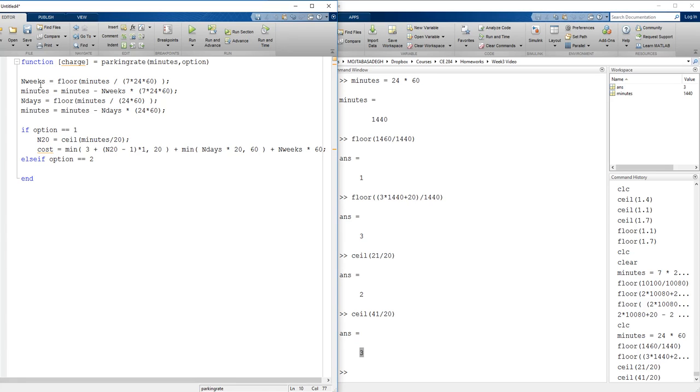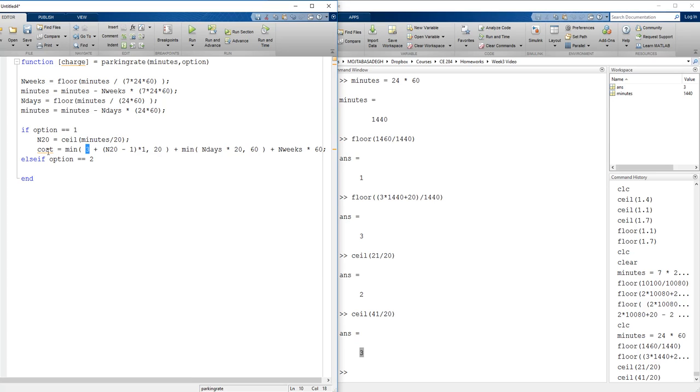Then there is an issue now. Let's say you parked for 2 weeks straight and 0 minutes. So 2 weeks and 0 minutes. What happens is that this will cost you, this 3 is going to be there anyway. So 3 plus n20, so n weeks is going to be 2. Minutes is going to be 0. So the remainder of the minutes is 0. N days is going to be 0. N20 would be 0 divided by 20. Ceil of that is 0.